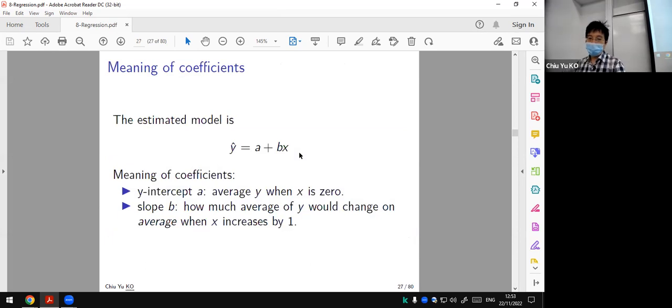Okay. So A is the intercept and B is the slope. That means A is the value of Y when X is 0. And B tells you, if X increases by 1, how much Y will increase.